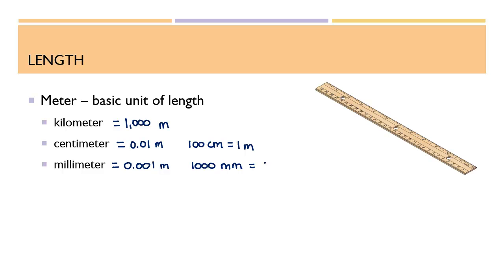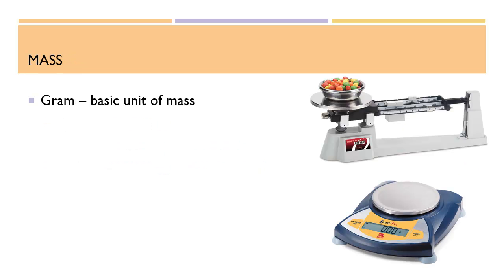Mass is the next measurement that we'll be discussing. The gram is the basic metric unit of mass. And you'll see on the right-hand side of the screen, you have a triple beam balance and then a digital balance. These are both tools that are used to measure mass. Now just to review, a milligram is 1,000th of a gram, and a kilogram is equal to 1,000 grams. Just to give you an idea of the mass of 1 gram, a penny is equal to about 2.5 grams. So you should have a rough estimate as to how big a gram actually is.